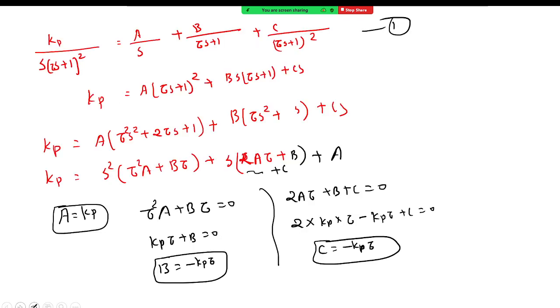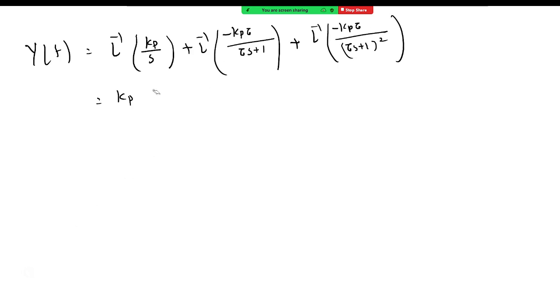So the Laplace inverse of Kp upon s is equal to Kp, plus the Laplace inverse of this one is how much? Tell me, anyone? Now you should tell me directly. Minus Kp. If I take here tau common, so s plus 1 upon tau, right? So tau and tau will get cancelled out and it will give you e to the power minus t by tau. Minus t by tau, fine.